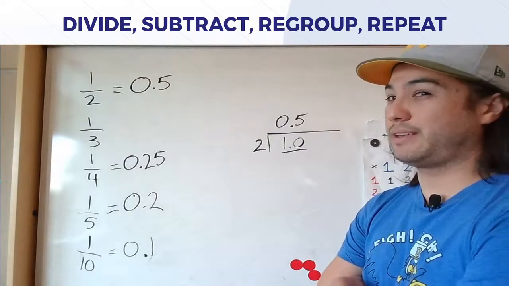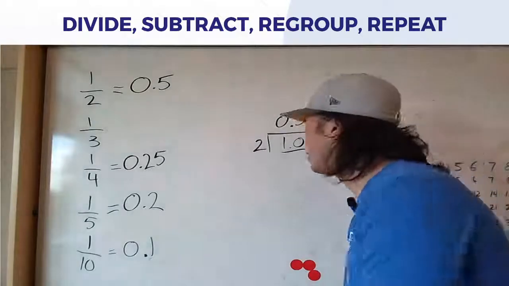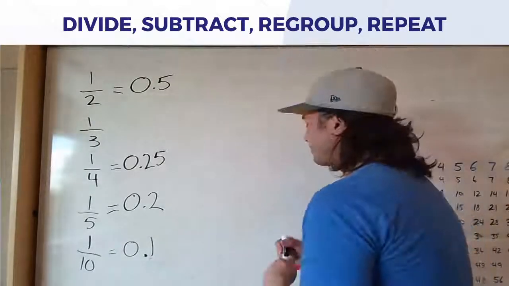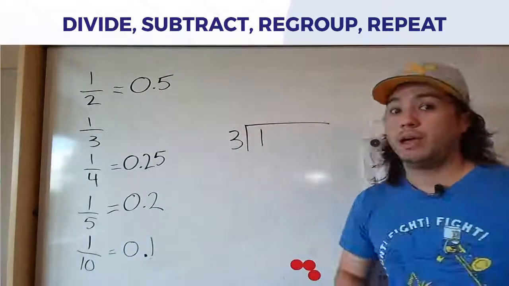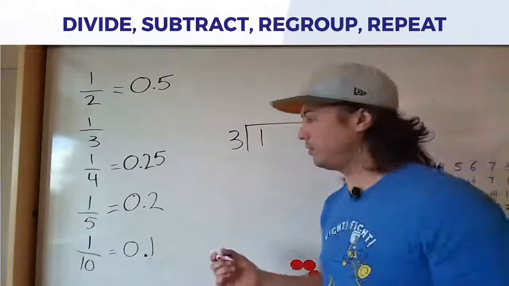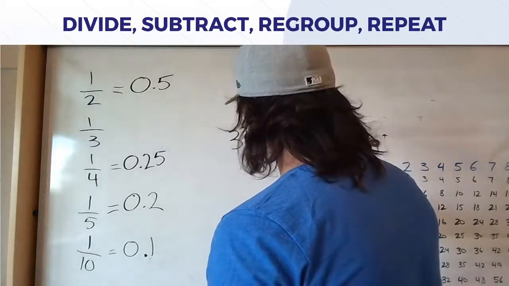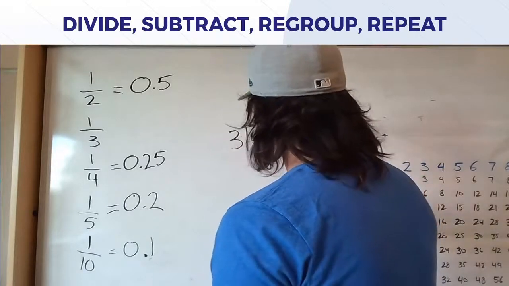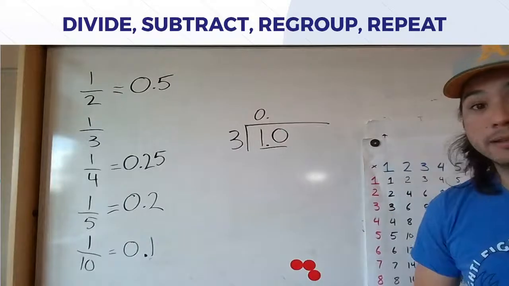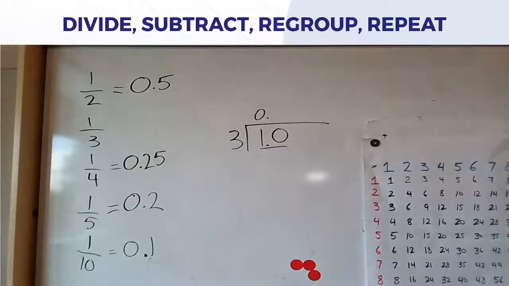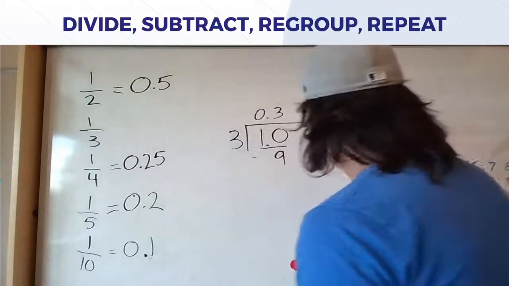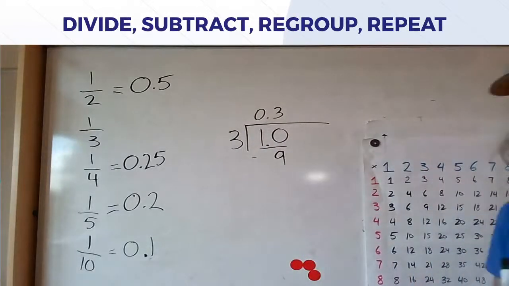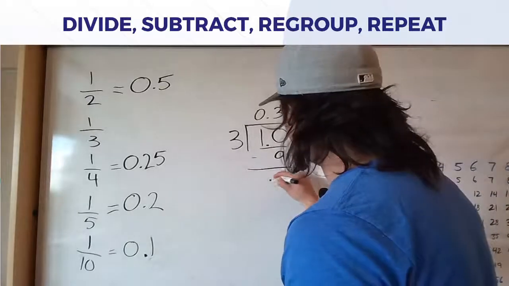I left the thirds till the end for a reason, because watch what happens here. Okay, we're going to take 1 and divide it by 3. Obviously, we can't do that right away. So we can put a 0 here and a decimal point. Regroup to the tens. Now we have 10 divided by 3. Can we do 10 divided by 3? No, we can do 9 divided by 3. So let's subtract 9 tenths, and then 3 tenths in each group. 10 minus 9 is 1.